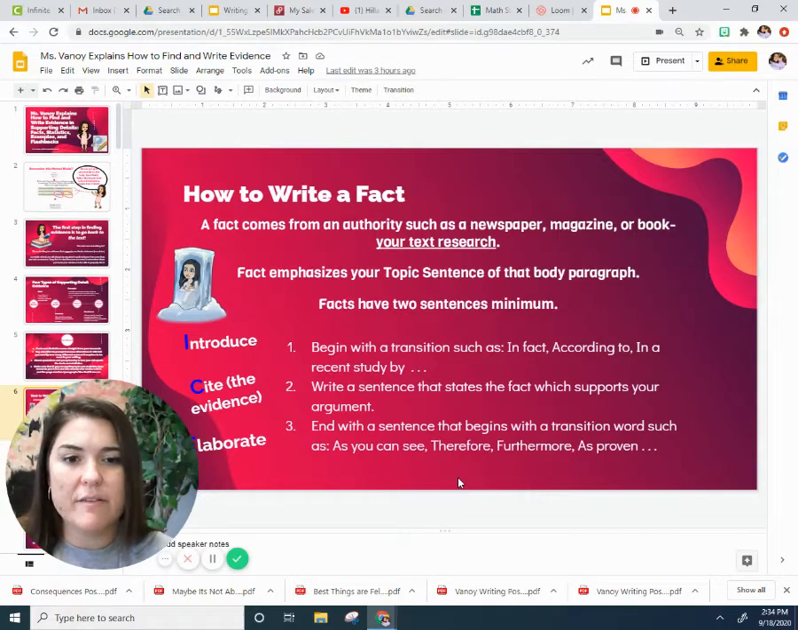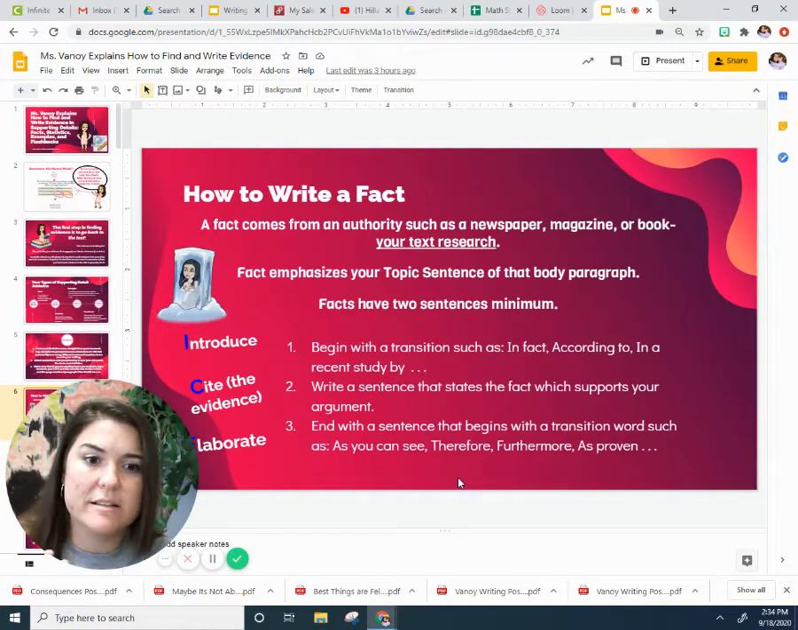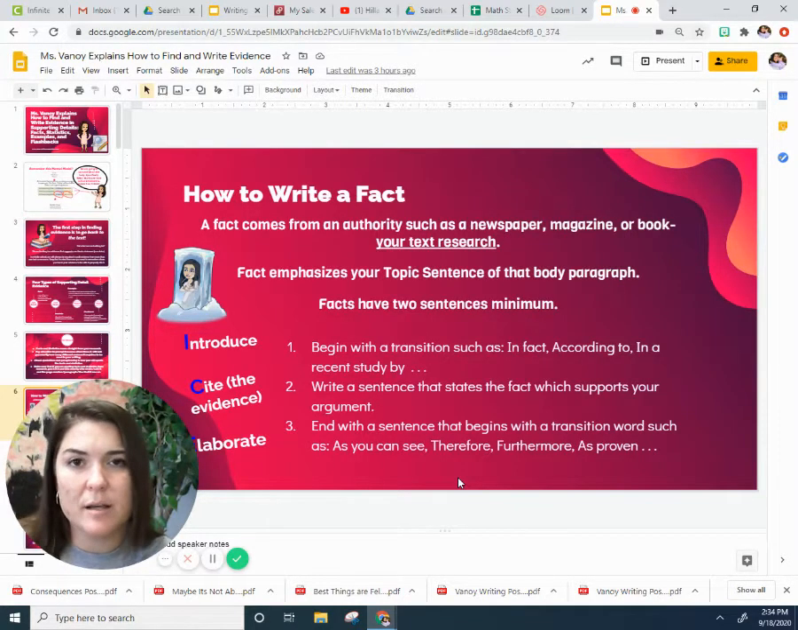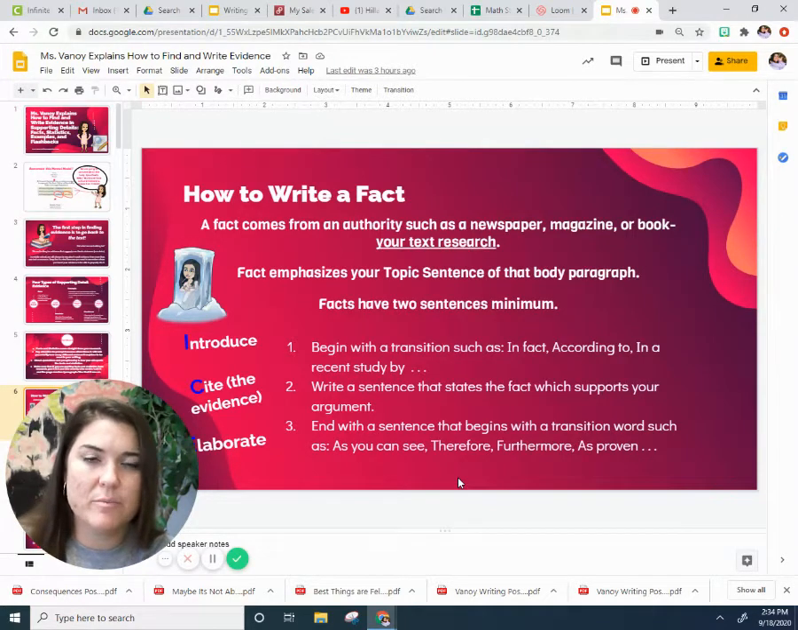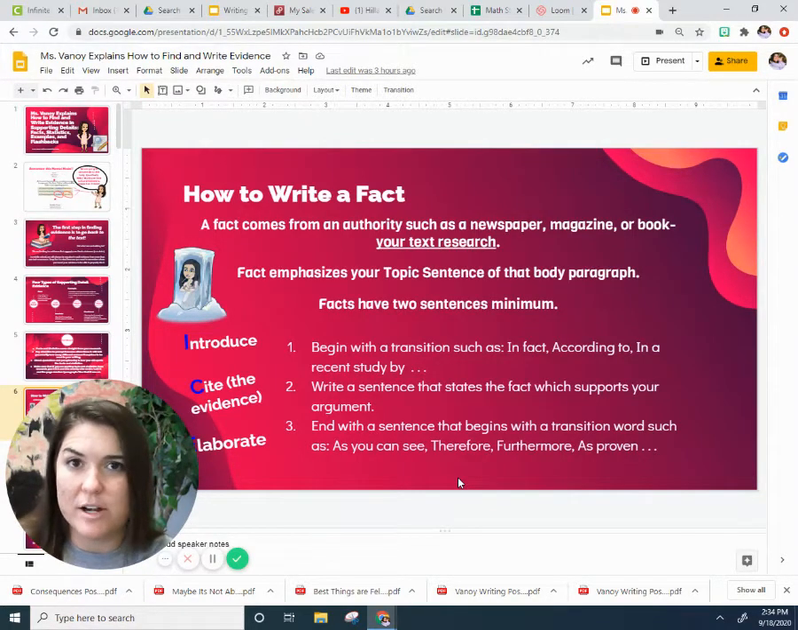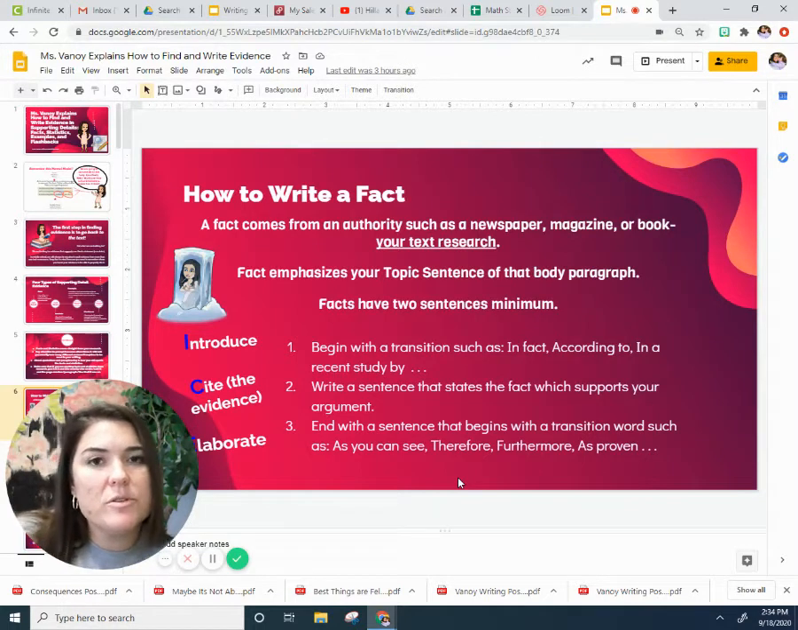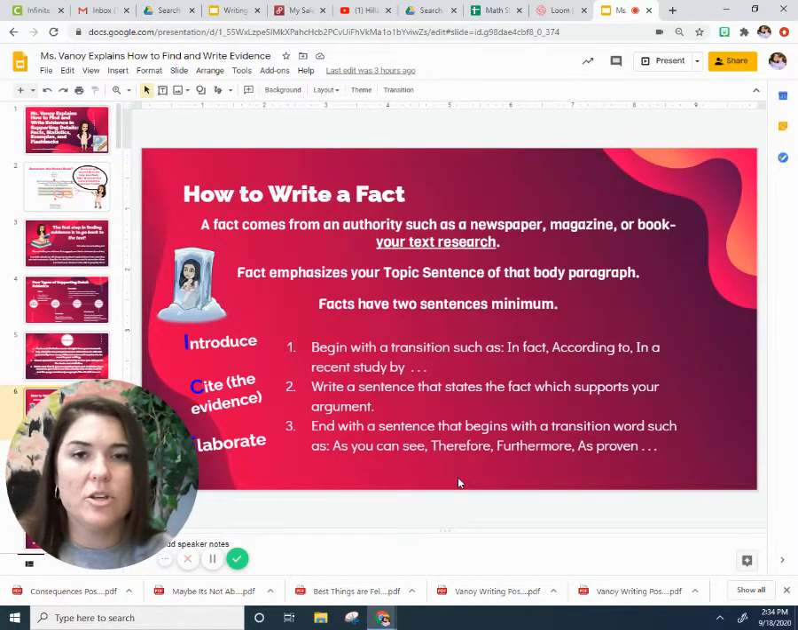Here it says facts have a minimum of 2 sentences. You've got to at least give the evidence and elaborate. You're going to begin with the transition, and here they suggest things like in fact, according to, and a recent study by. I'm not going to go through and read all the different suggestions, but it's definitely something you want to keep in your writer's toolbox, because those are phrases you can pull out whenever you get stuck and you don't know what to write next.